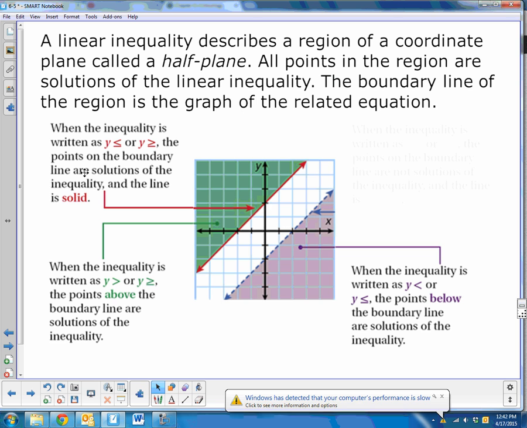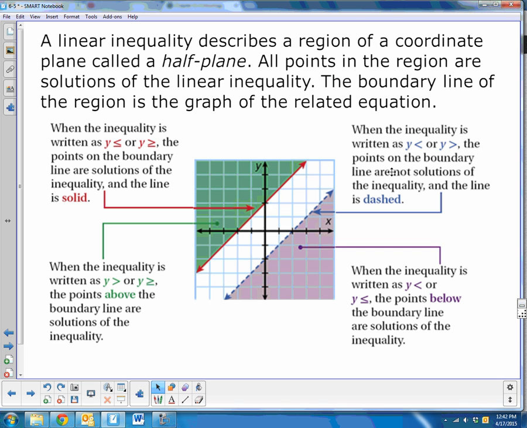If y is less than or equal to, y is greater than or equal to, we're going to draw a solid line because it could be equal to that line. If y is simply less than or greater than with no equal sign underneath it, we're going to do a dashed line because y will never equal that line. It'll get really, really close to that line, but it'll never actually equal that line.